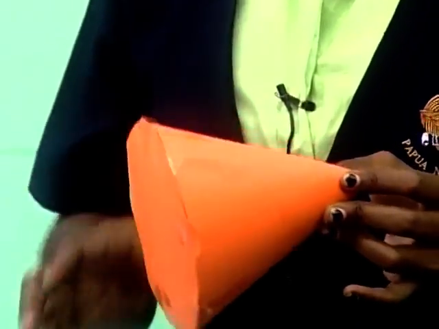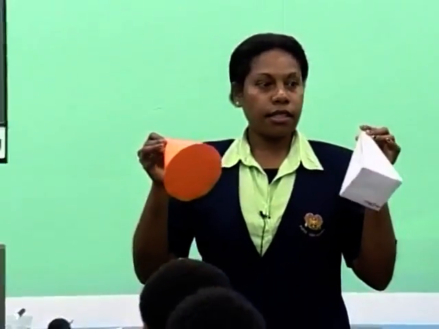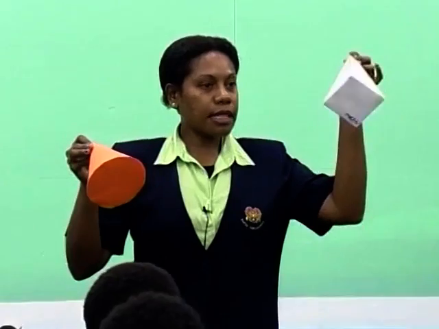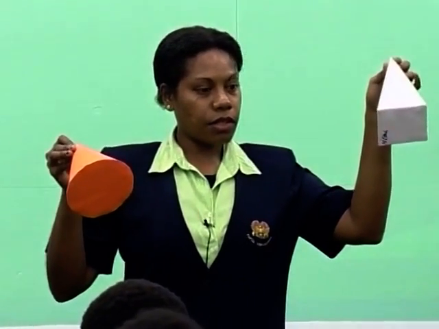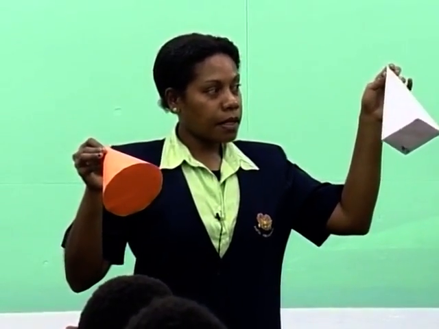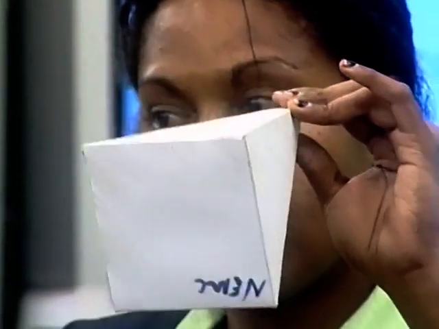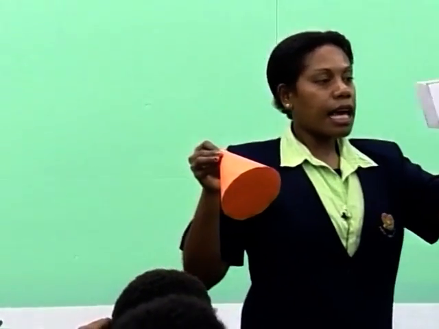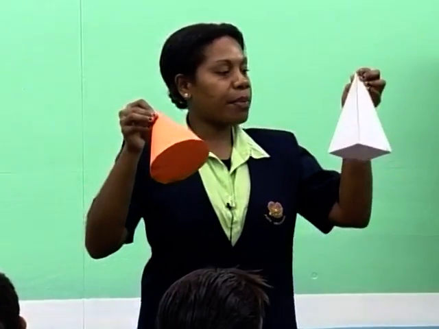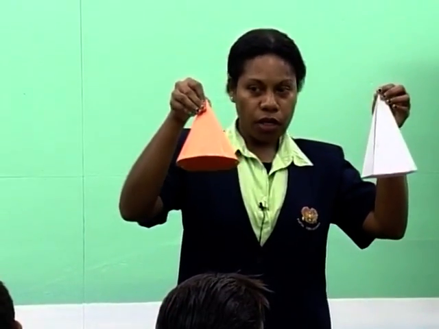All right. Now I'd like you to look at these two solids, these two solid shapes. What is this solid shape? A pyramid, okay? 8Es and receiving students, a pyramid. What's this? A cone. So we have a pyramid and a cone.